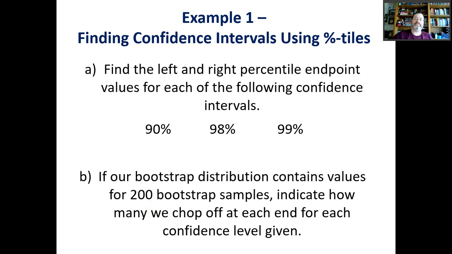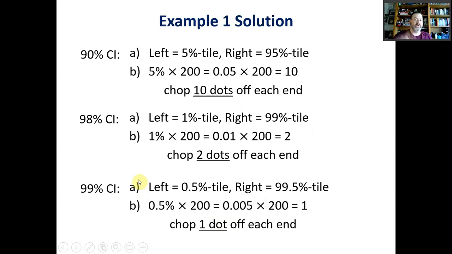and at the boundary, we draw our confidence interval. And last one, 99% confidence. That's pretty confident. So that's the 0.5 percentile on the left, the 99.5 percentile on the right, and 0.5% of 200 is 1 dot. Chop 1 dot off each end.